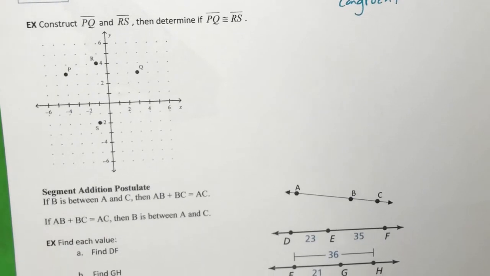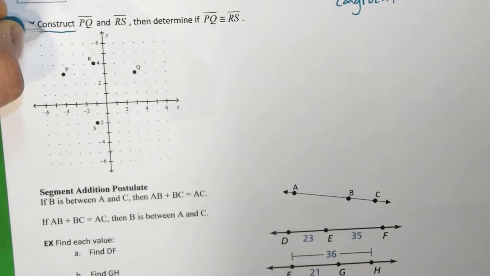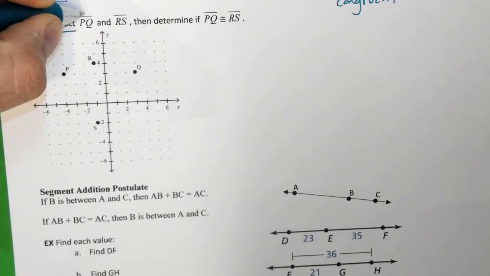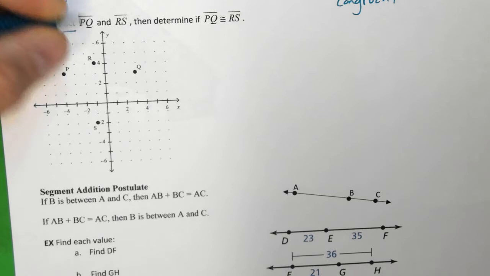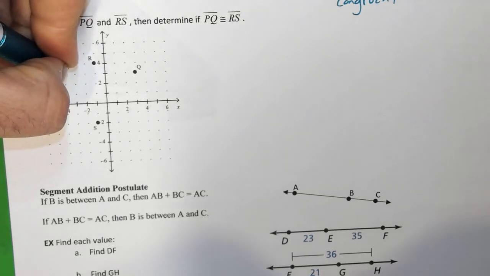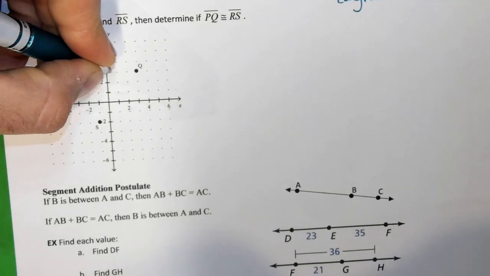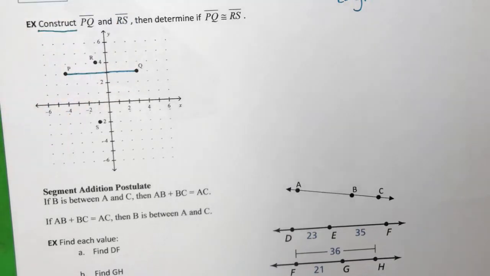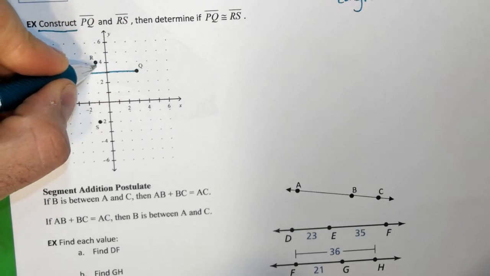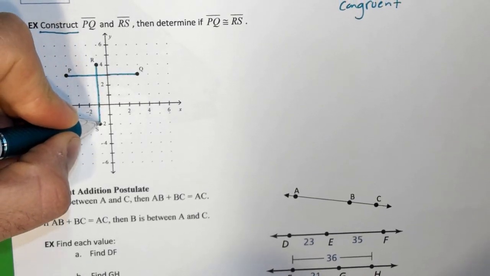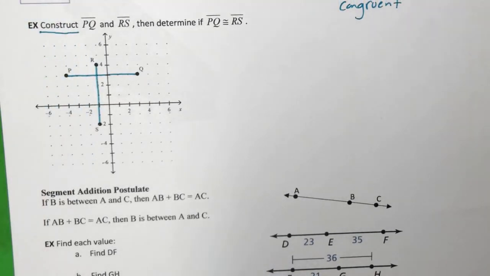So right here, what we have is we're going to be talking about PQ and RS. Now we are going to construct PQ. The notation tells me that what they want is a segment, not a line or a ray. So I'm going to start at point P, and I'm going to cruise over to point Q, and when I hit point Q, I'm going to stop. I won't be extending any further than that. Same thing for RS. It is another segment. So I'm going to start here at R, and I'm going to mark my way down to S, and then when I hit S, I'm going to stop.